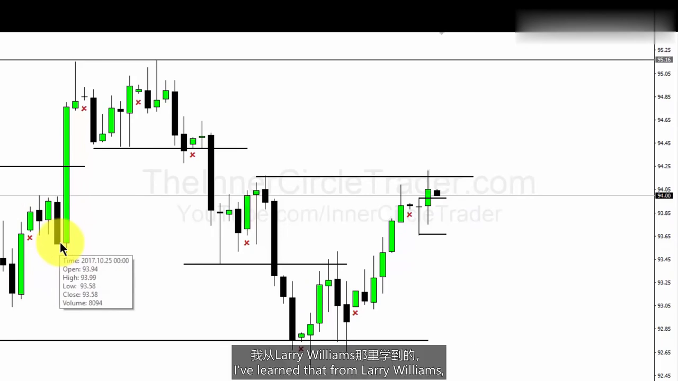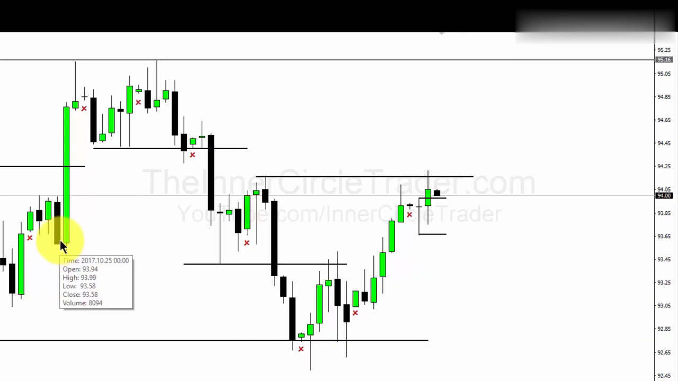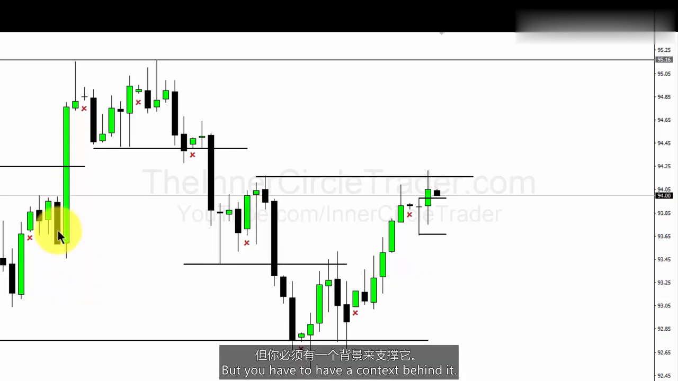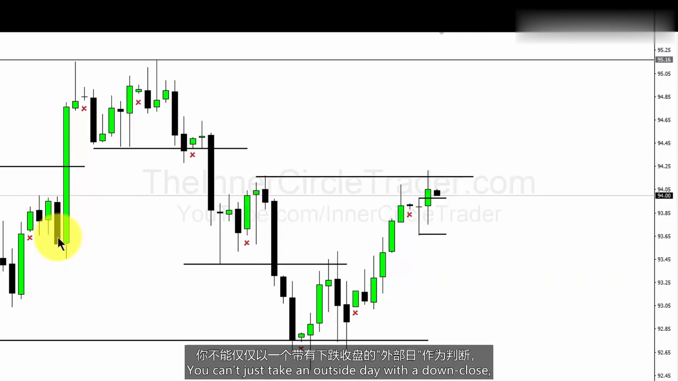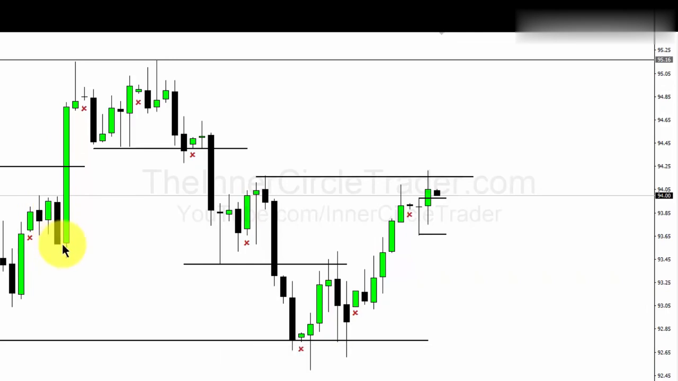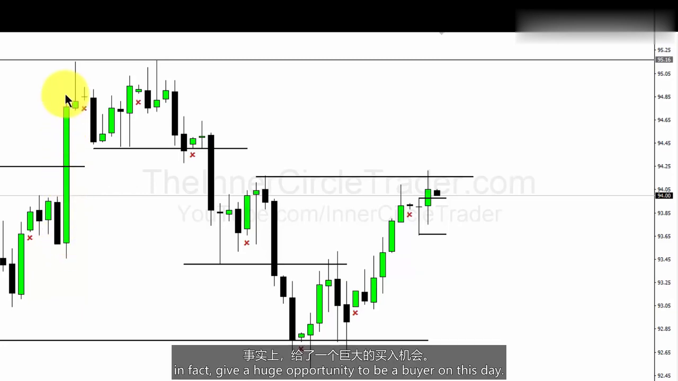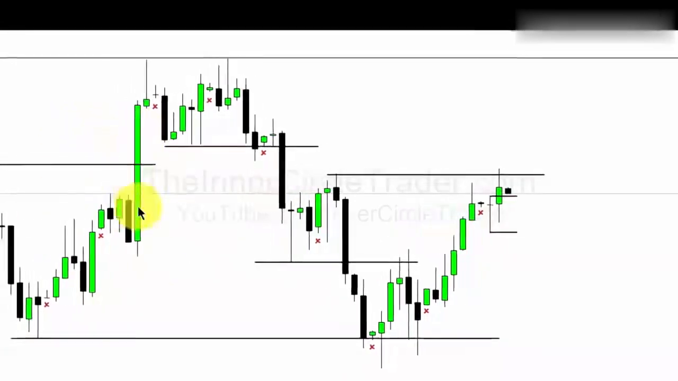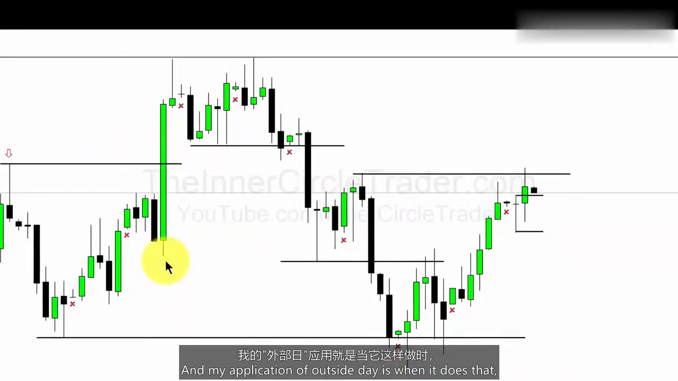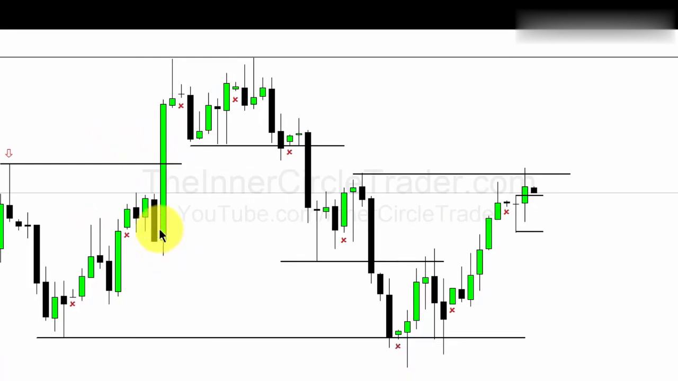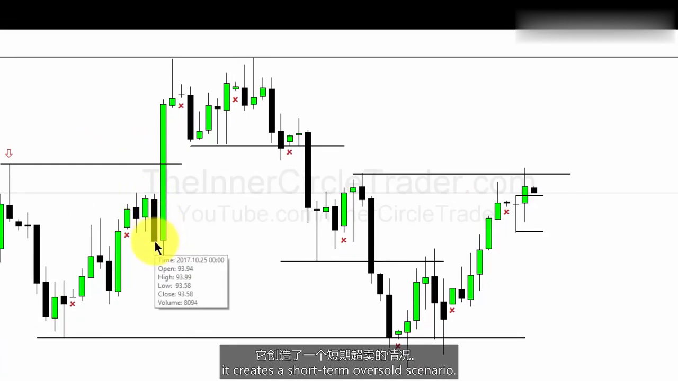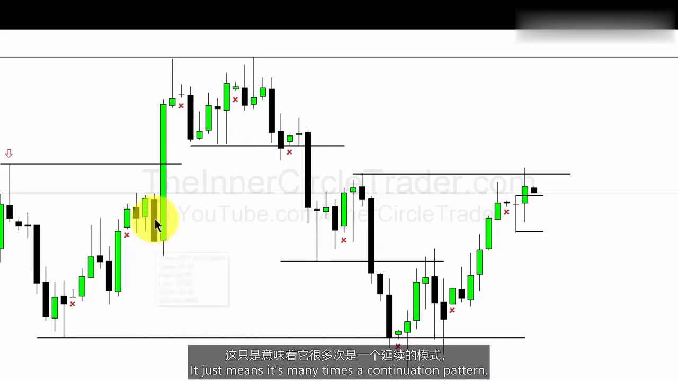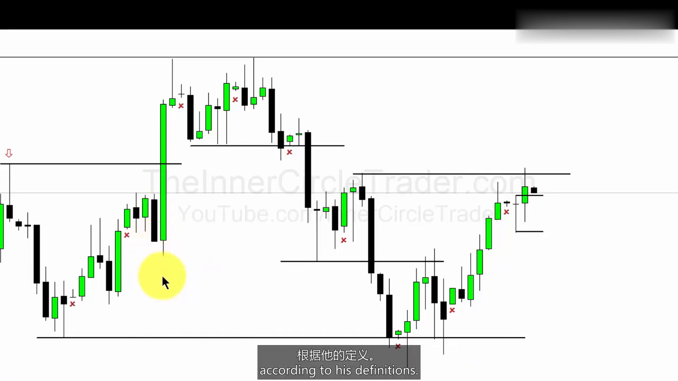I've learned that from Larry Williams, and that's from like old school stuff. But you have to have a context behind it. You can't just take an outside day with a down close and just naturally assume it's going to be a bullish day. But you can see it does, in fact, give a huge opportunity to be a buyer on this day. And my application of outside day is when it does that, it sets up a potential short-term reversal. What Larry Williams brought to the table with it is it creates a short-term oversold scenario. So it doesn't necessarily mean it's a reversal. It just means it's many times a continuation pattern, according to his definitions.